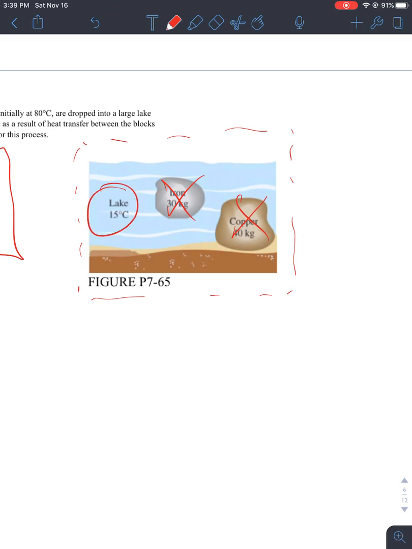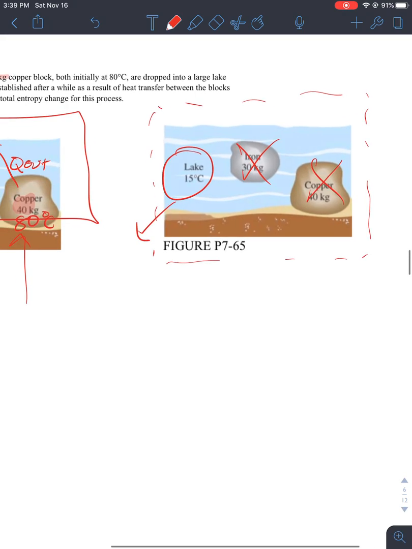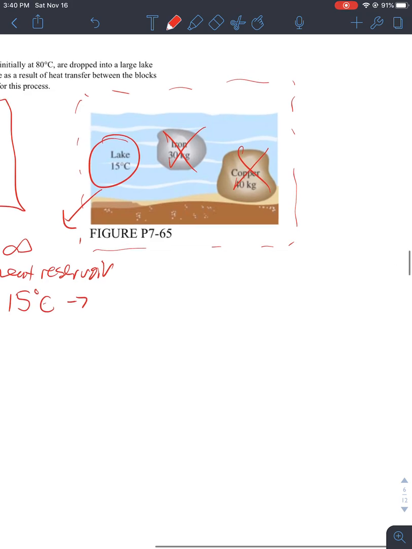The water lake is an infinite heat reservoir, meaning that it stays at 15 C. And at some point you need to convert that to Kelvin. Let's use the estimated 273.14, so you could skip the 14.